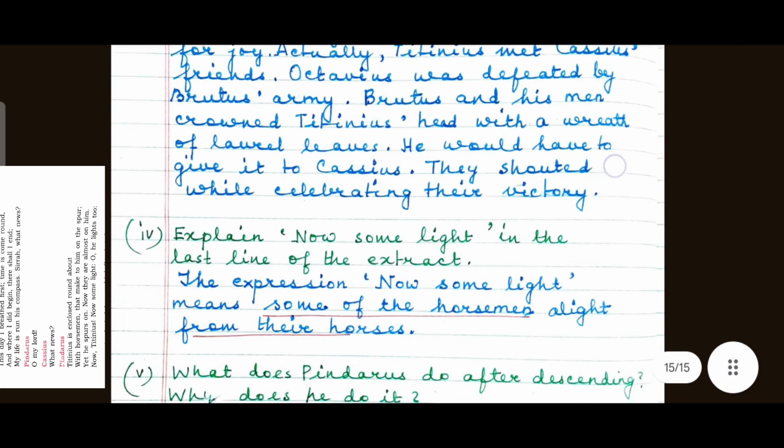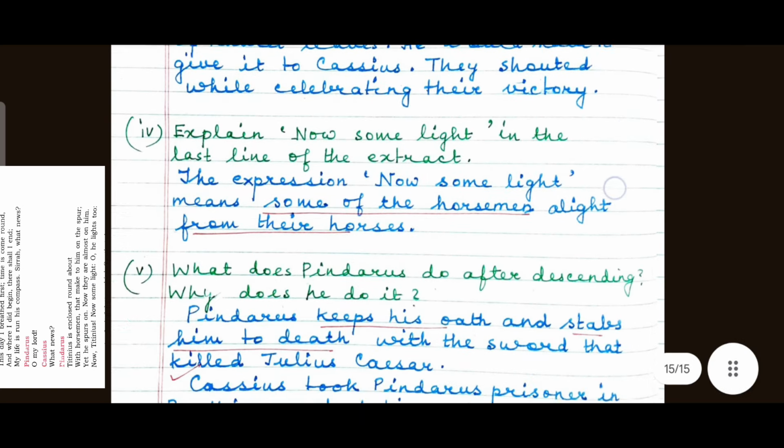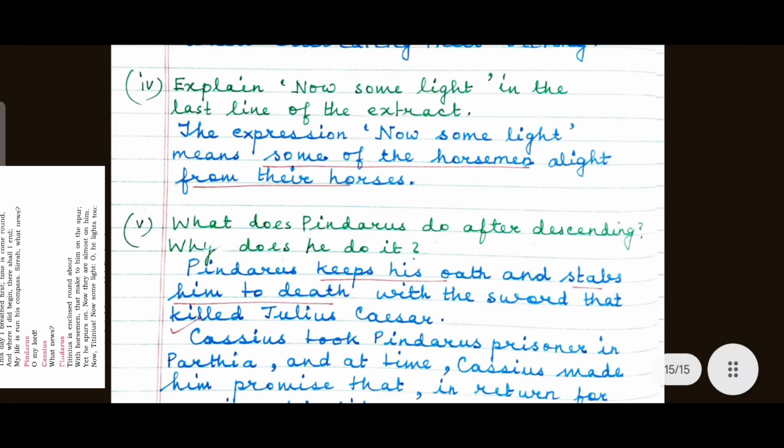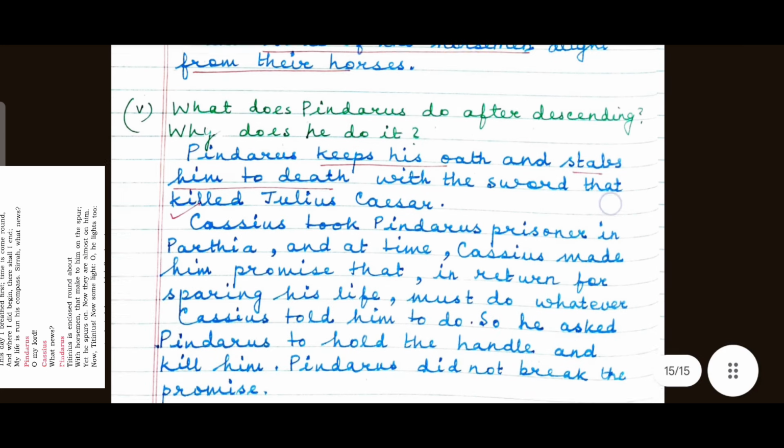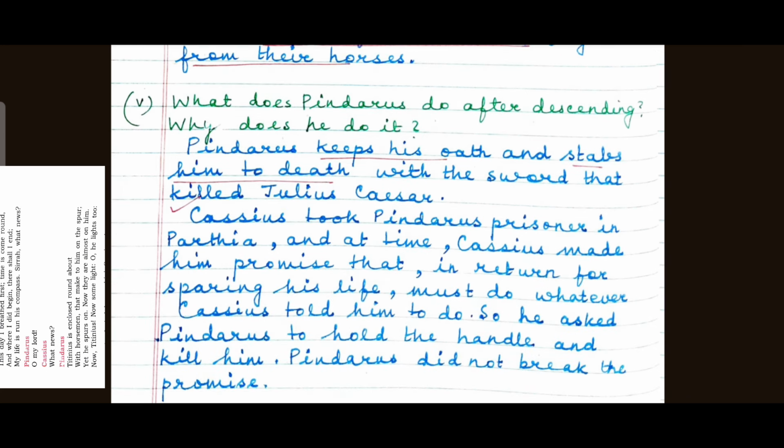Explain now some light in the last line of the extract. The expression now some light means some of the horsemen alight, get down, get off from their horses. What does Pindarus do after descending? Pindarus keeps his oath, stabs him to death with a sword that killed Julius Caesar. So, stabs Cassius to death with the sword that killed Julius Caesar.